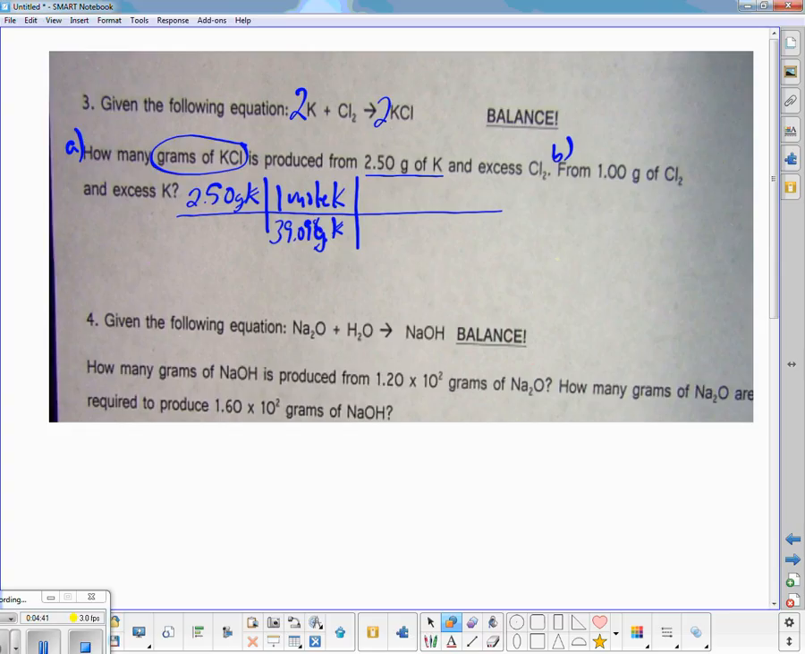I want to get rid of K, so it's got to go on the bottom. What's in front of K? 2. So I'm going to put 2 moles K on the bottom. I want to get to KCl. So what's in front of KCl? A 2. So I'm going to put 2 moles of KCl. At this point, I can cross out moles of K.